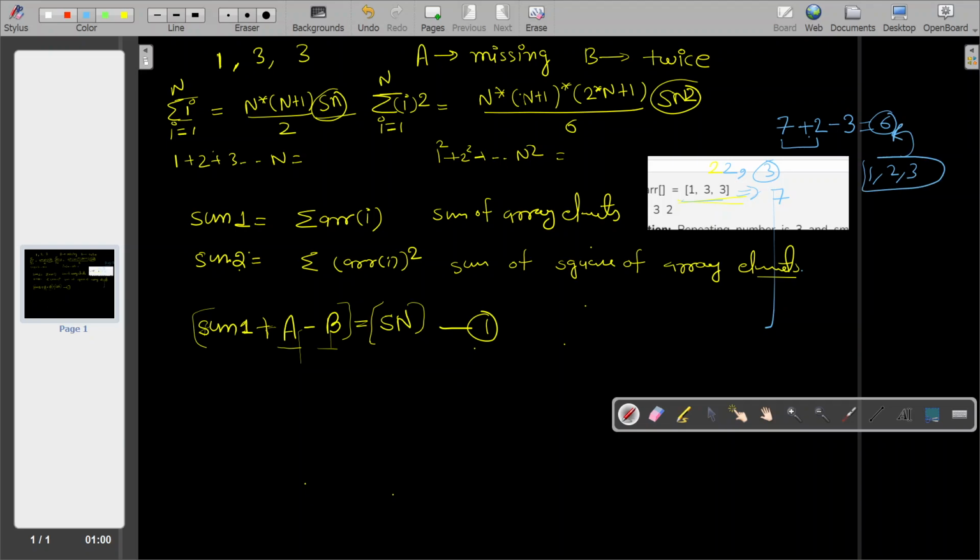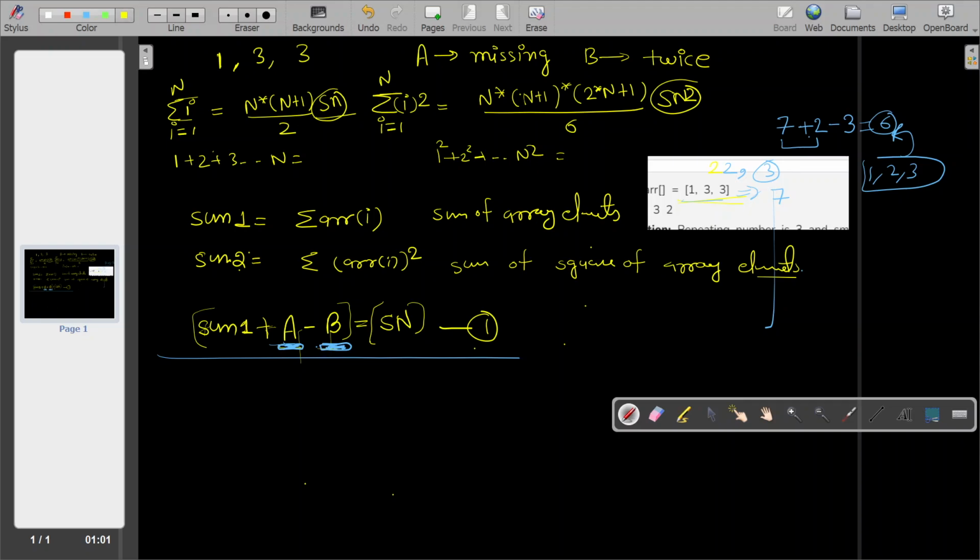We can understand why this is correct, because a is missing and b is appearing twice. So we want to count the sum of a also, so we are adding a, and we are counting b twice, so we subtract b. So it will become Sn, the summation of 1 to n, where n is the length of the array. Okay, so this is the first equation.